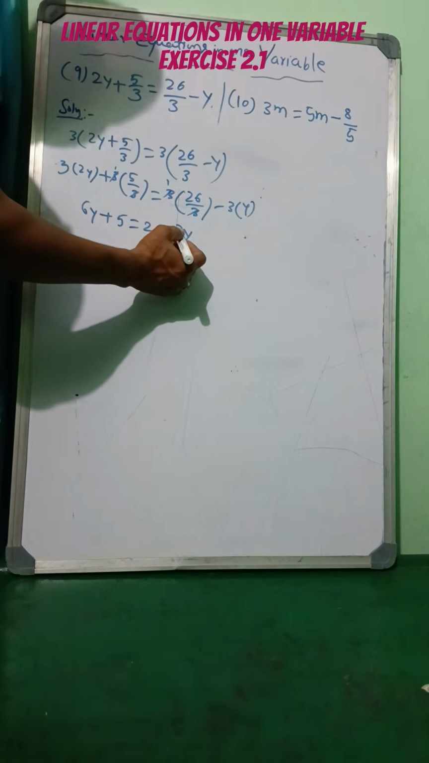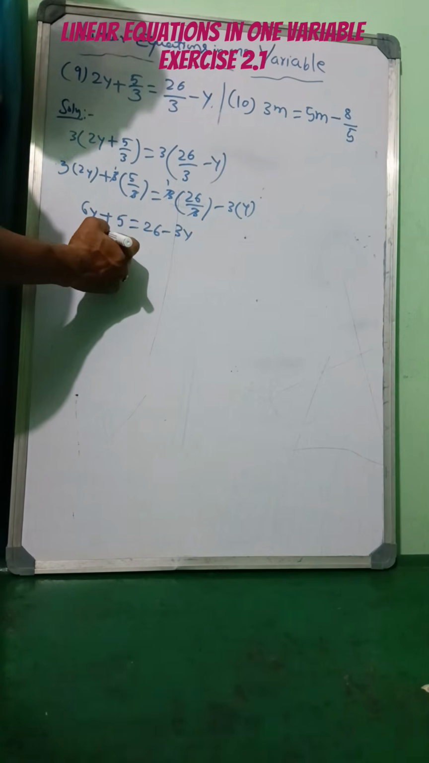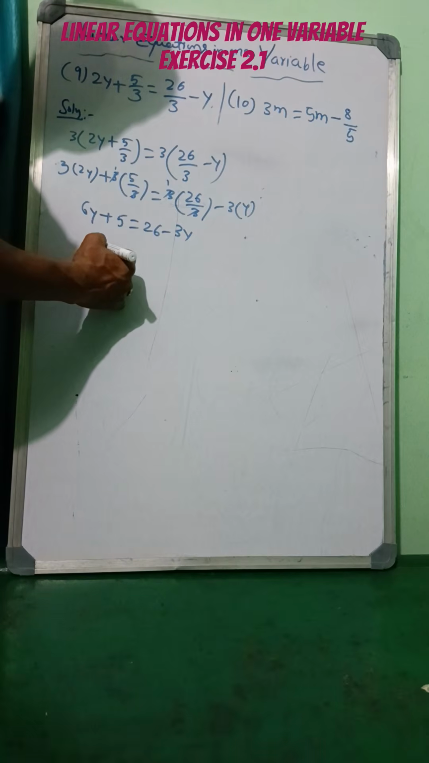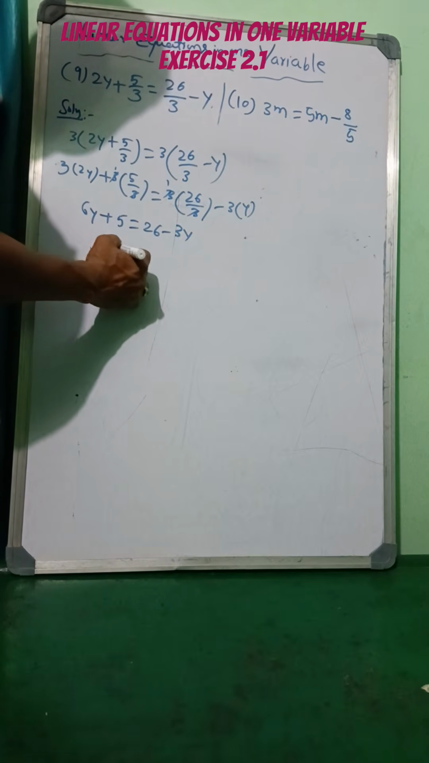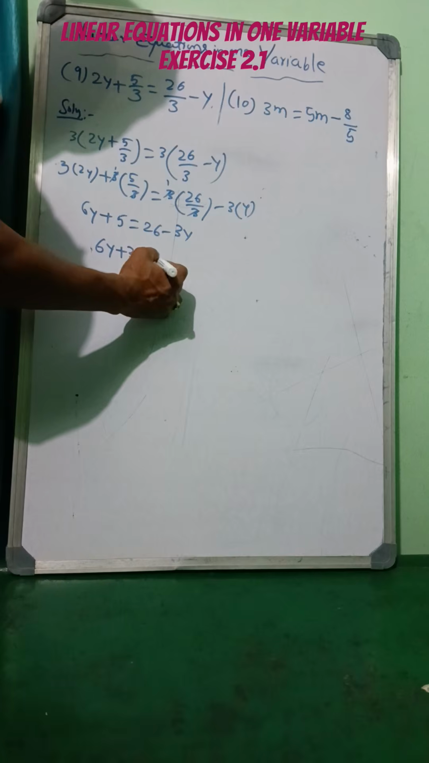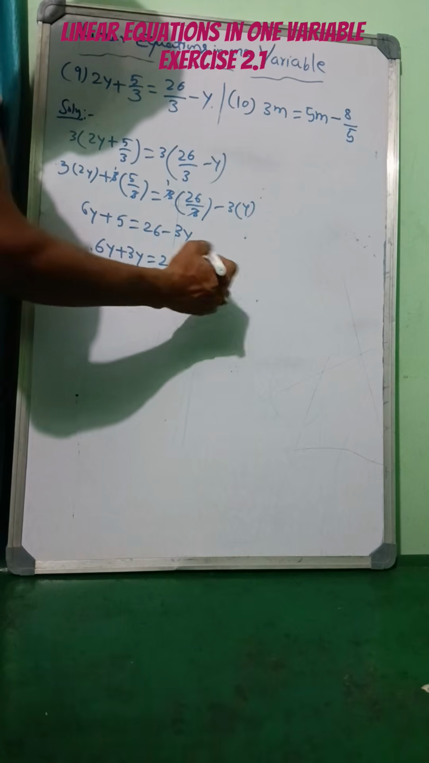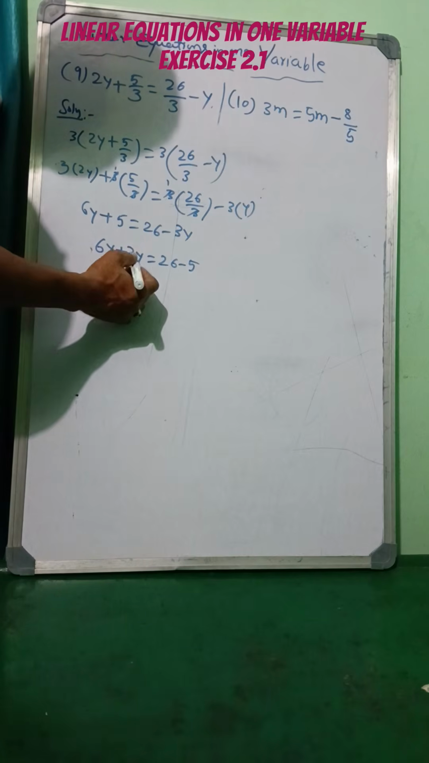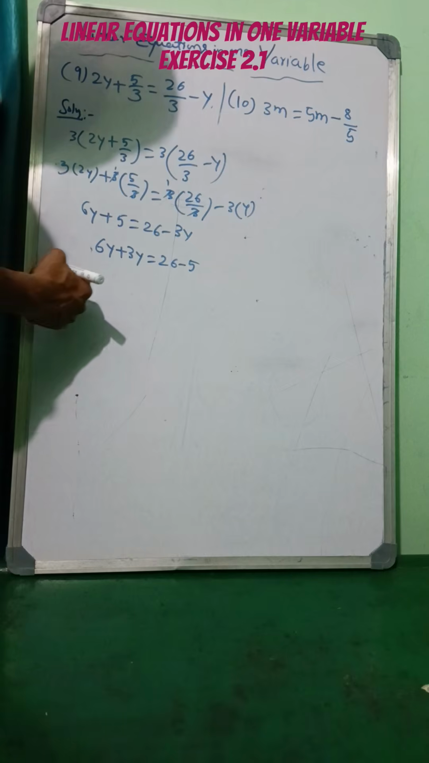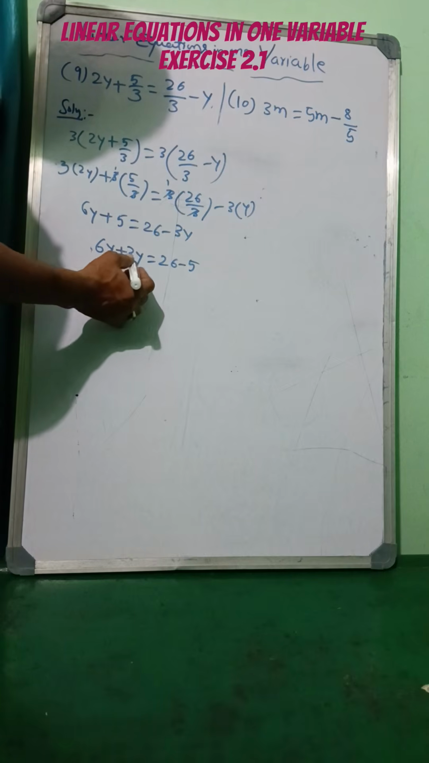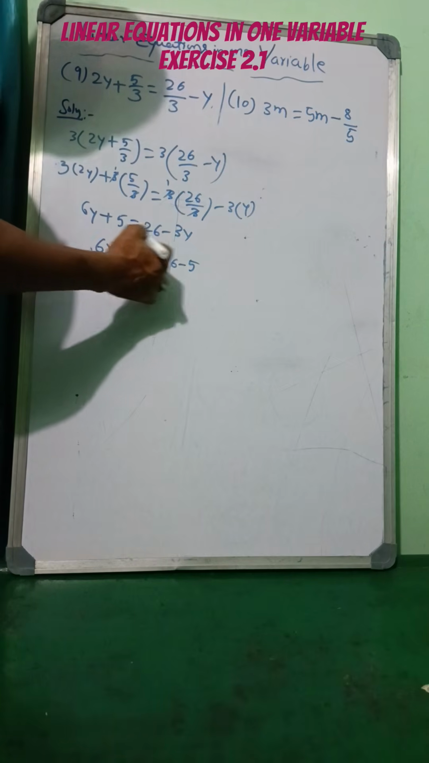Now the variable can be taken on one side, that is the LHS part, and the RHS part taking the constant. Then we get 6y plus 3y is equal to 26 minus 5. So here minus 3y transferred to LHS, we get plus 3y, and plus 5 can be transferred to RHS, it will become minus 5.